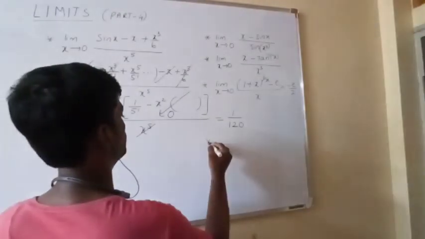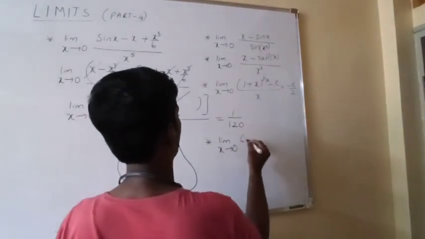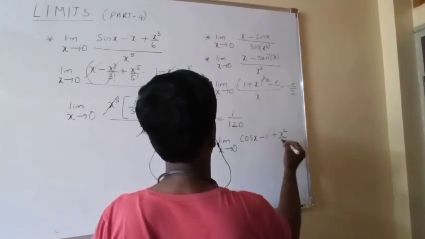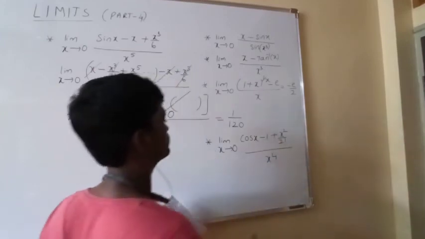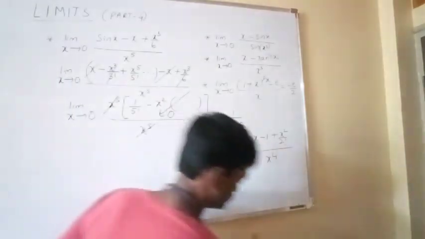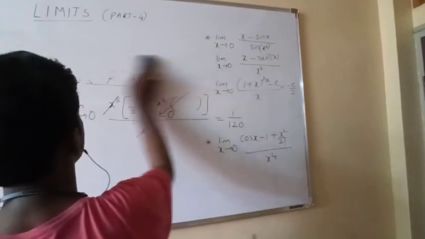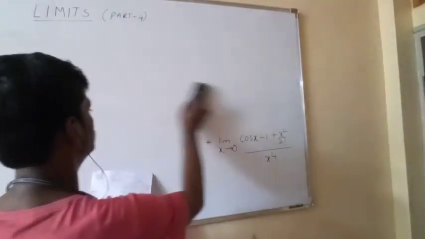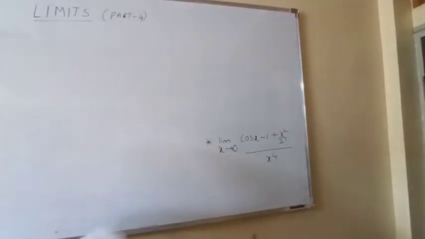And you try this problem also. Limit x tends to 0, cos x minus 1 plus x square by 2 factorial, divided by x power 4. Try this problem. Just use the cos x expansion. Okay. So next problem.